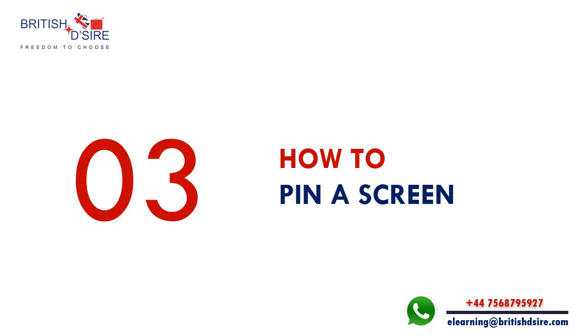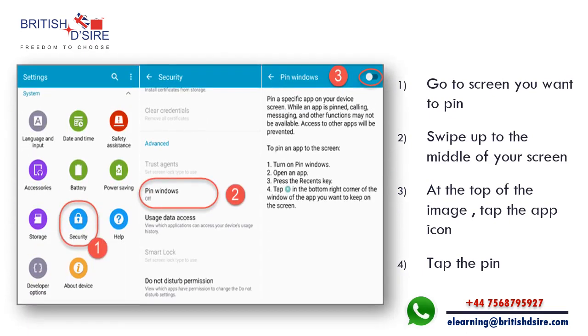Point 3. How to pin a screen. After turning on app pinning: 1. Go to the screen you want to pin. 2. Swipe up to the middle of your screen. 3. At the top of the image, tap the app's icon. 4. Tap the pin.